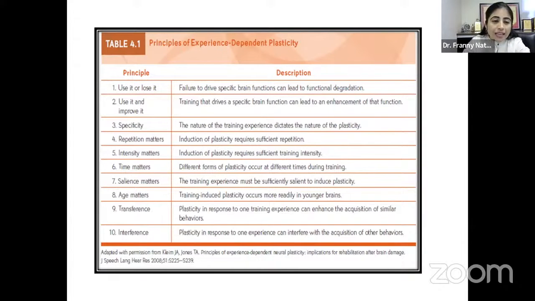So this program is called VECTORS. Many repetitions immediately, that is very early CIMT, is not suggested.